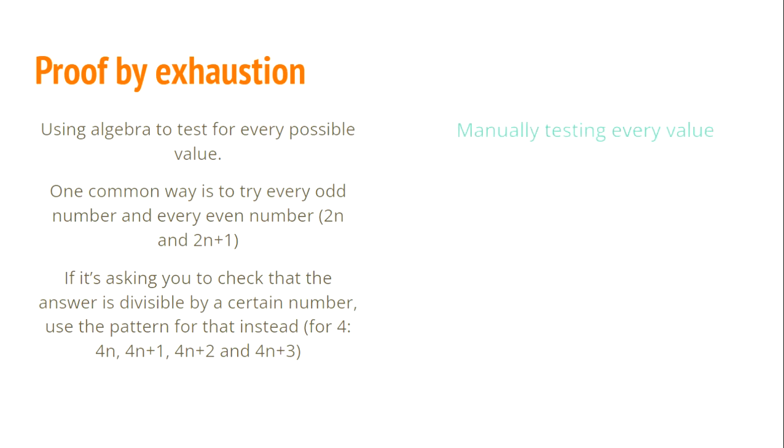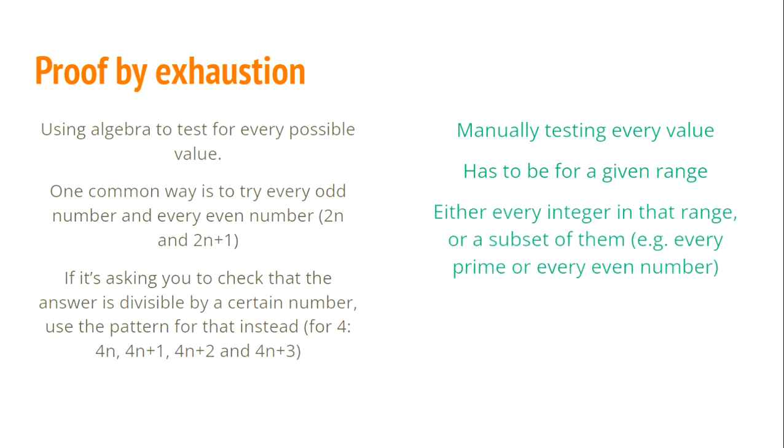Sometimes, though, you test every value manually. This will always be for a given range, as otherwise you'd be trying infinite values. Sometimes it will be every value in that range, but quite often they narrow it down by asking you for only every prime number or every even number. So if you're given a range, then you just need to try the statement for every kind of value they ask for. It's essentially trial and error, except without the error, as you're not being asked to determine whether or not it is true, just to prove that it is true. It's essentially a show that this is question.